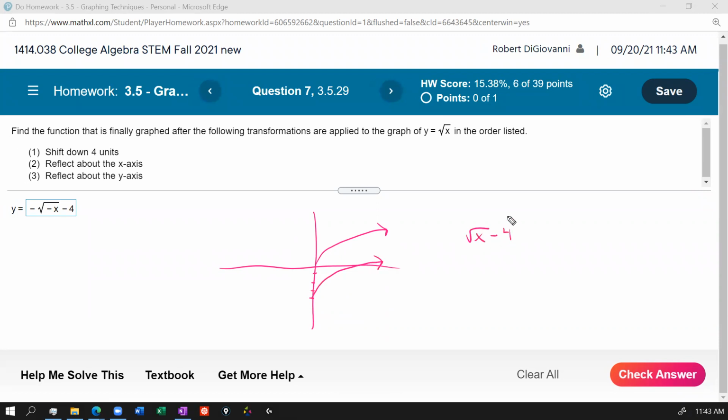Then they want that reflected over the x-axis, which means we have to take the entire thing and put a negative in front, like that. That will make everything flip over the x-axis. So now it'll look like this.